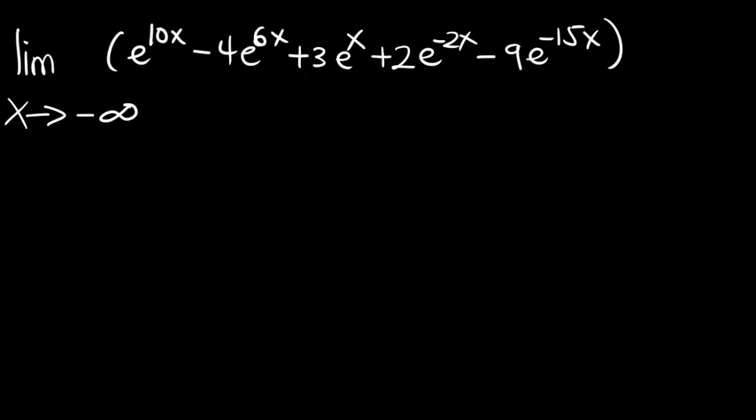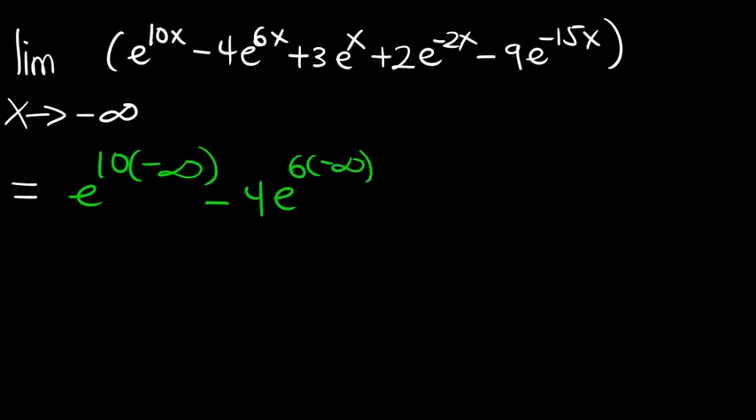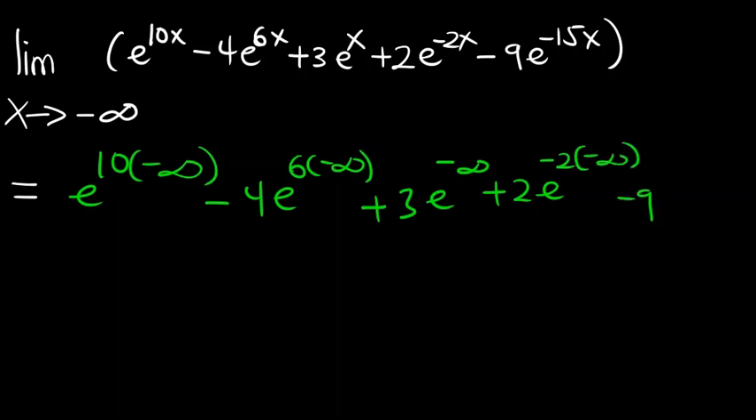Okay, so for this one, we can try the direct substitution and see what you are going to get. So for the direct substitution, you are going to have e to the power 10 multiplying minus infinity, minus 4 multiplying e to the power 6 minus infinity, plus 3 multiplying e to the power minus infinity plus 2 multiplying e to the power minus 2 multiplying minus infinity minus 9 multiplying e to the power minus 15 multiplying minus infinity.